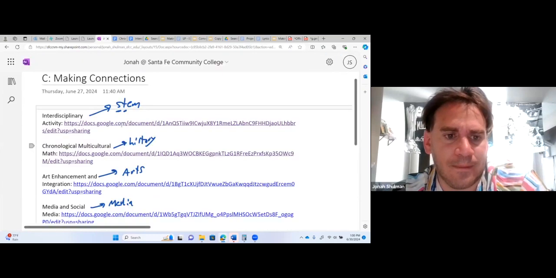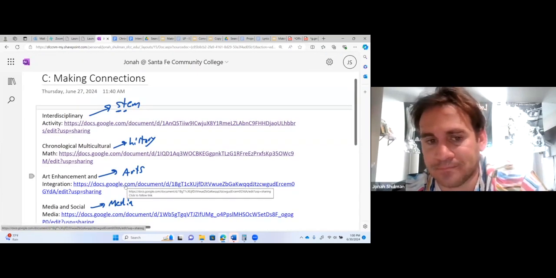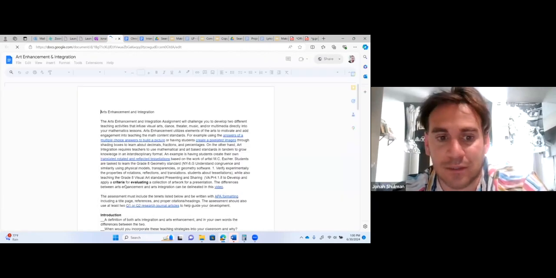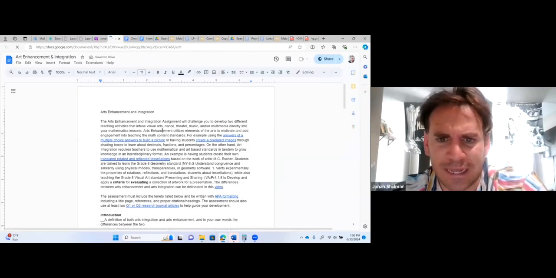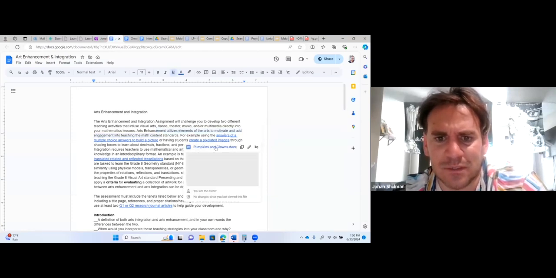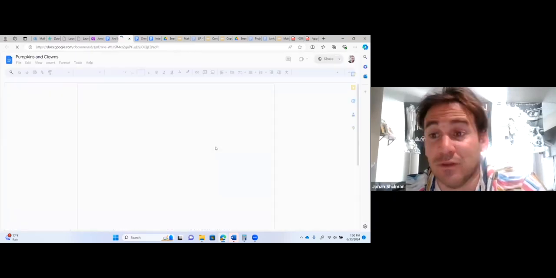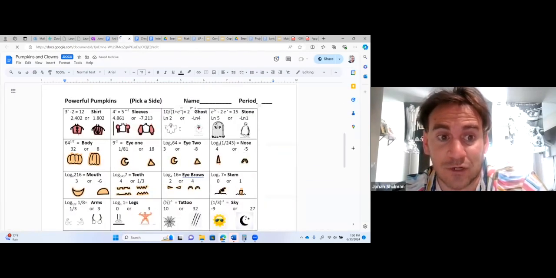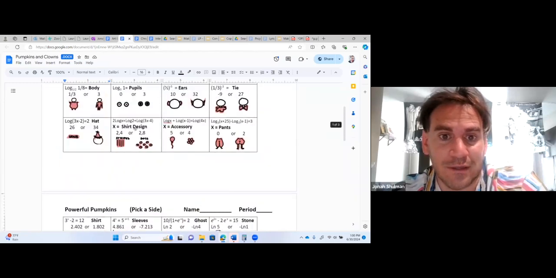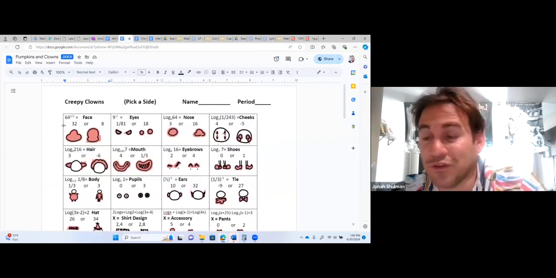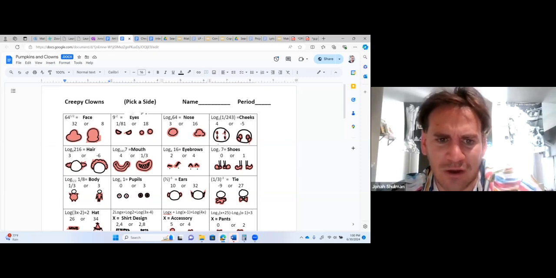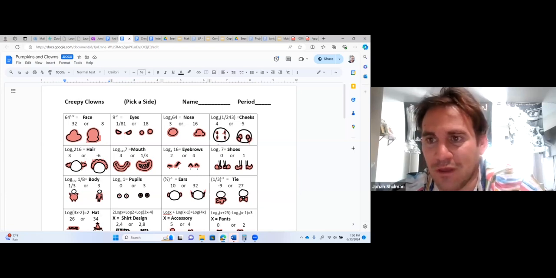Okay. Now, art enhancement integration. This one is big. I use the arts all the time. I'm not the best artist, but I think it's great. So enhancement is like this piece. And I've done this all the time because sometimes I can't make logarithms exciting for students. So they got to make a creepy clown or a powerful pumpkin. Notice that each answer choice was one or the other, right? So if they think it's 32, it's that type of face. If it's 8, it's this type of face. If they think the answer is 4, it's this mouth. 1/3, this mouth.